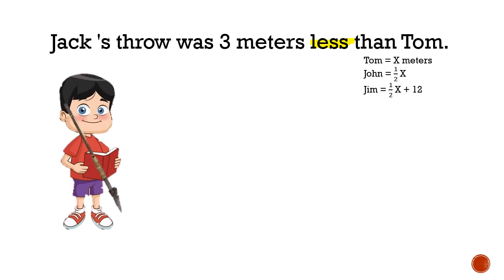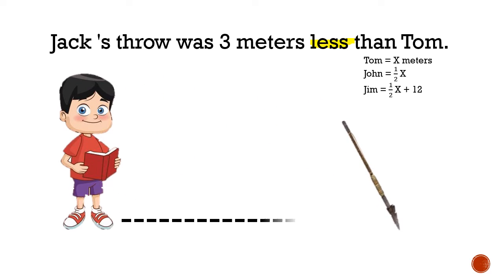Okay, we'll look at it. So we have X minus 3 meters. X came from Tom, which is equal to X, and 3 meters came from the problem, which means 3 meters less than Tom. So Jack's throw is less than Tom by 3 meters.